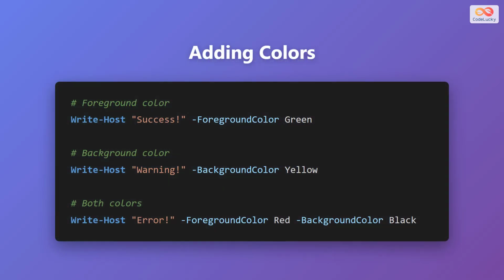You can enhance your output by adding colors using 2 parameters. The ForegroundColor parameter changes the text color itself. For example, Write-Host "success!" -ForegroundColor Green displays green text. The BackgroundColor parameter changes the background behind the text. You can also combine both parameters to create even more distinctive output. For instance, Write-Host "error!" -ForegroundColor Red -BackgroundColor Black creates red text on a black background.